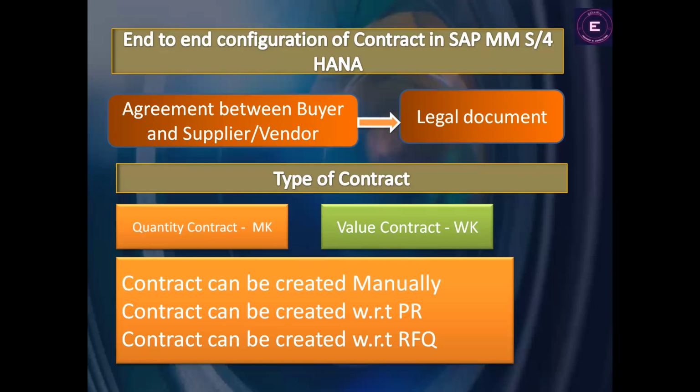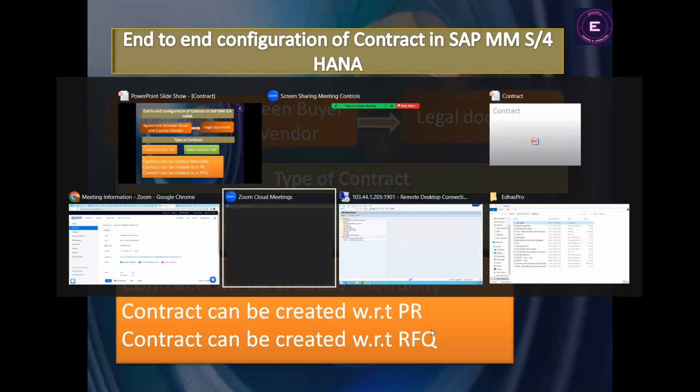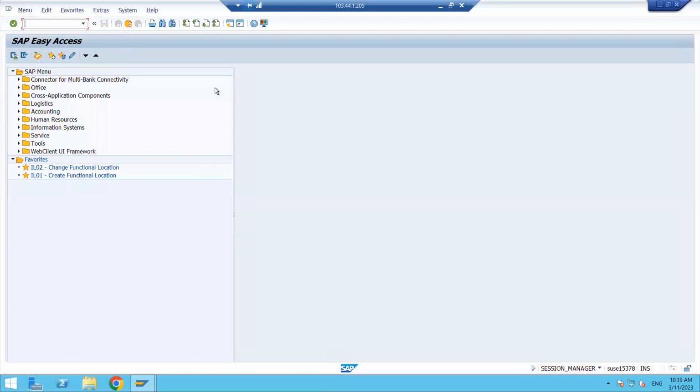So we will also see how we can create the contract manually, how we can create the contract with reference to purchase requisition, and we also have the option to create the contract with reference to request for quotation. So let's get into the system directly, and I will show you the configuration part first: how we can configure the points required for contract management, and then I will show you how we can create the contract.